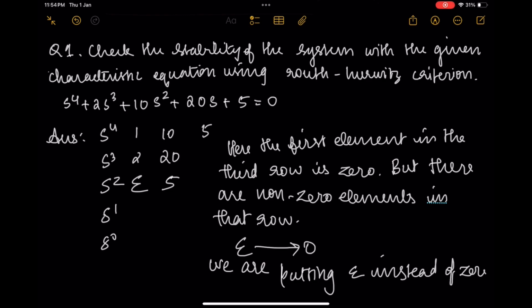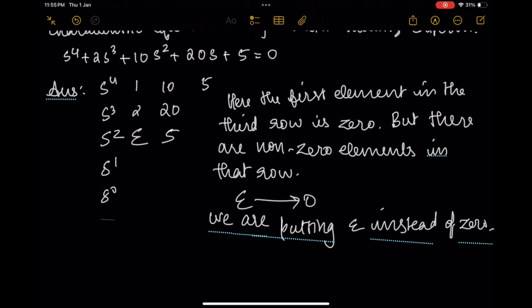Okay, now that I have put epsilon instead of 0, next I'll solve the rest as I always do. The same formula I'm going to apply. It will be 20 epsilon minus 2 into 5, that is 10, divided by epsilon. Okay, I've done that. Next, the last term, as we discussed earlier, repeats after every row. So the last term will also be 5.